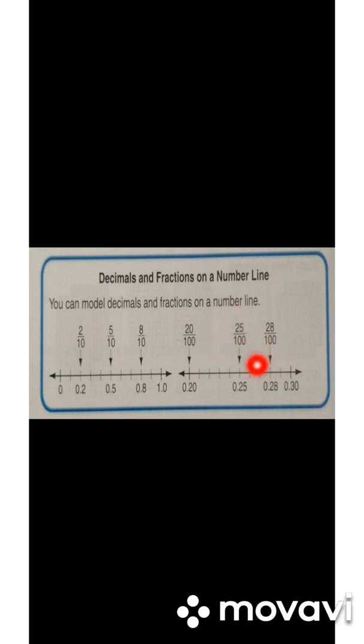Let's determine the fraction on this arrow. Now we have 20 on this line. Let's count the spaces now. 21 hundredths, 22, 23, 24, 25, 26, 27, 28. So 28 hundredths, and 28 hundredths in the decimal form.